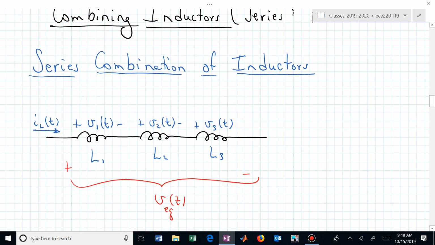and that means that V1 is equal to, what is V sub 1 equal to? ELI tells us, doesn't it? That's now L1 di sub L dt. What's V sub 2? Same structure, just different labels. One label is different. They're in series. The current is the same.